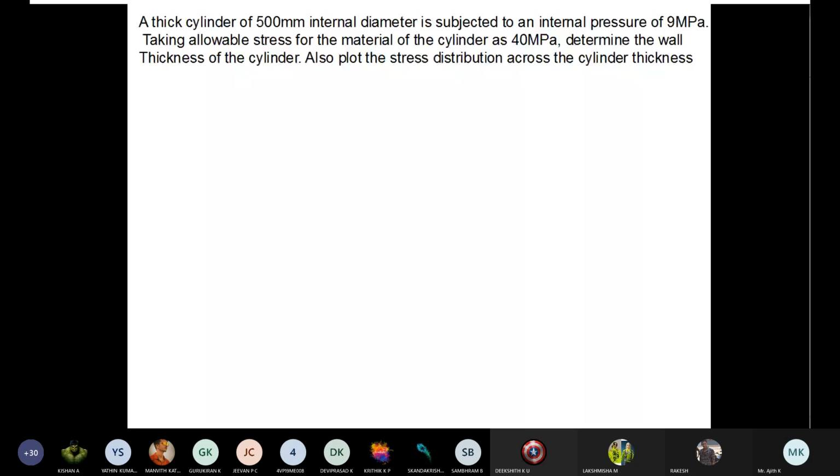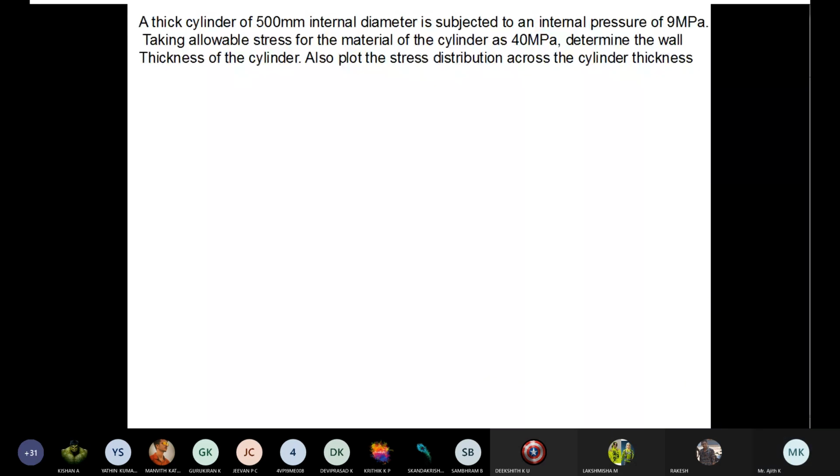A thick cylinder of 500 mm diameter is subjected to a pressure of 9 megapascal, or 9 Newton per mm square, or 9 into 10 to the power 6 Newton per meter square. When you convert it into mm, it becomes 9 Newton per mm square. Taking allowable stress for the material of the cylinder as 40 megapascal, determine what thickness of cylinder is required. Also plot the stress distribution across the cylinder thickness.